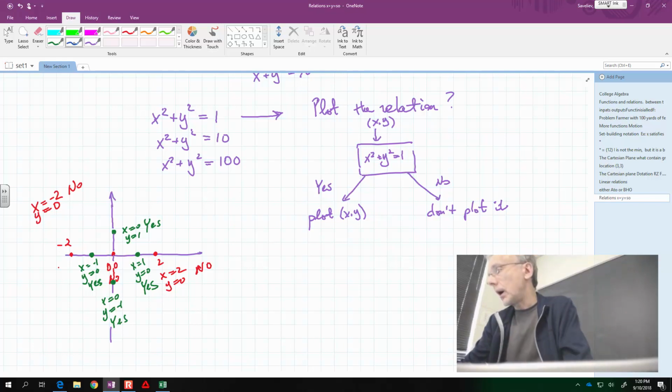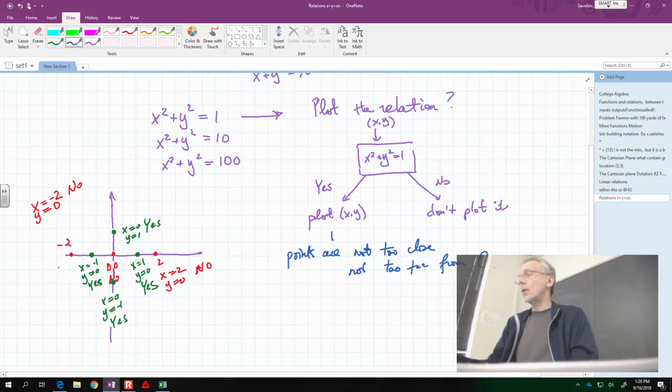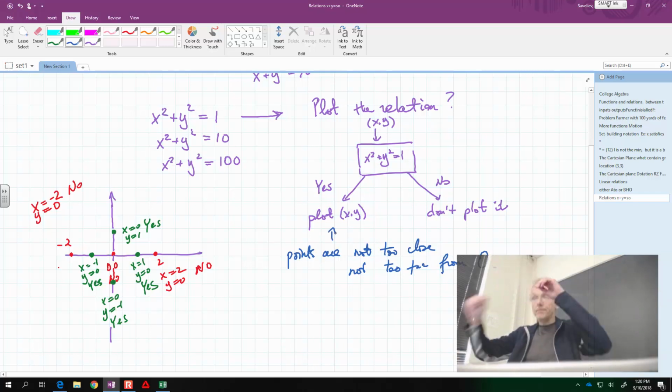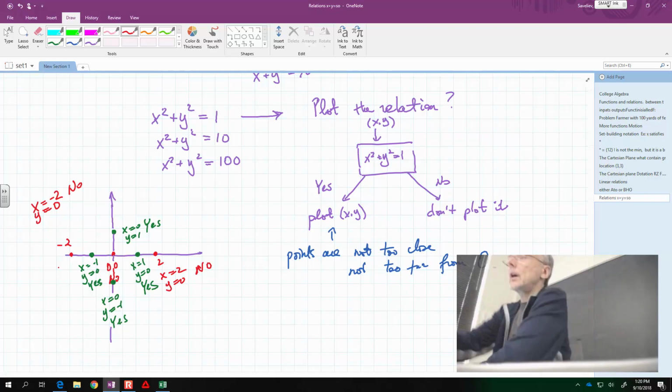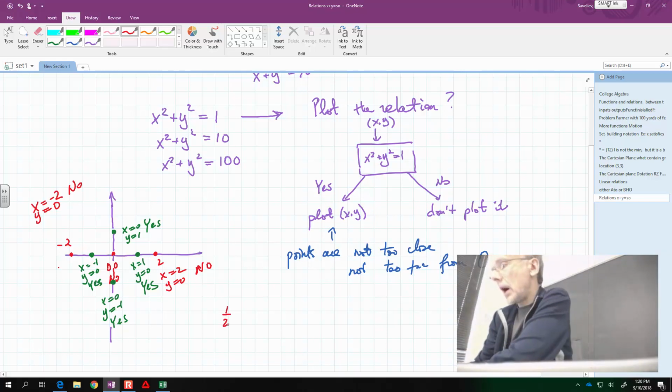So points that are not too close, not too far from the origin, those are the points that will be plotted. So you can easily think of more points, say 1/2, 1/2.